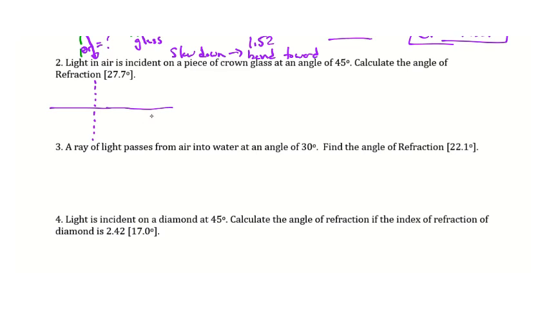So we have air. And we'll just sketch our angles. Notice the angle of incidence is with the normal, not with the medium boundary. And going from air to glass, so I would expect it to slow down.